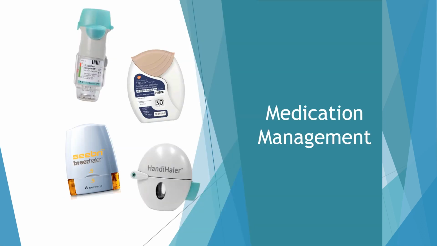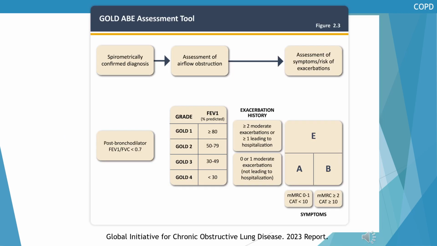Next, we'll go into medication management and the different types of therapies available to patients with COPD. Once your patient is diagnosed with COPD, you can use this assessment tool. So looking from the left to the right, we'll start by confirming the diagnosis of COPD by having an FEV1 to FVC ratio less than 0.7 post-bronchodilator.